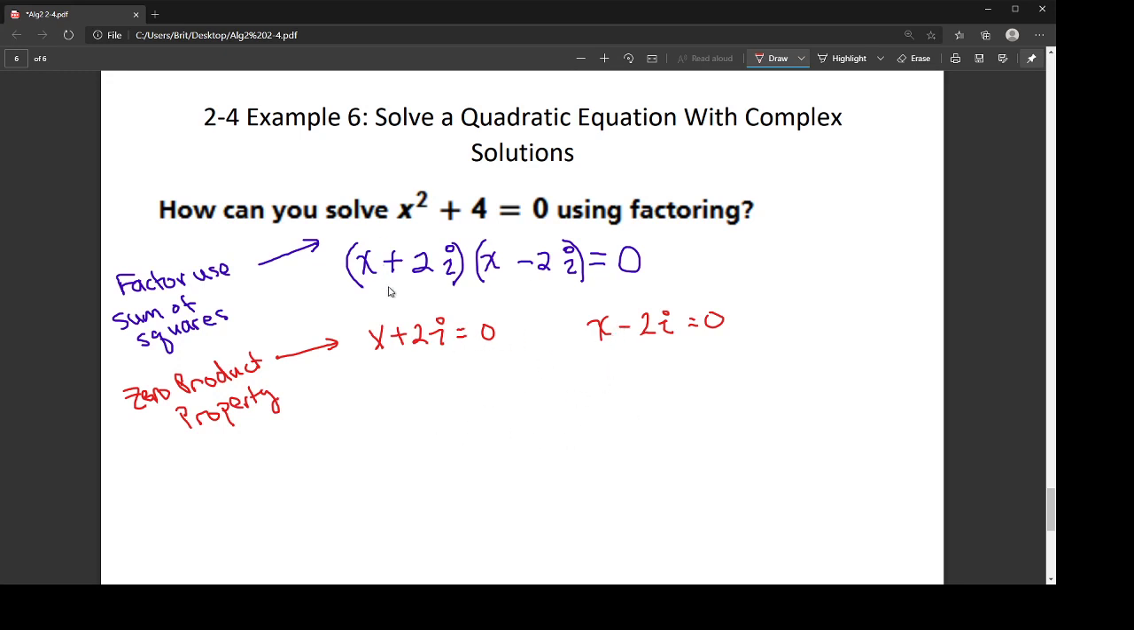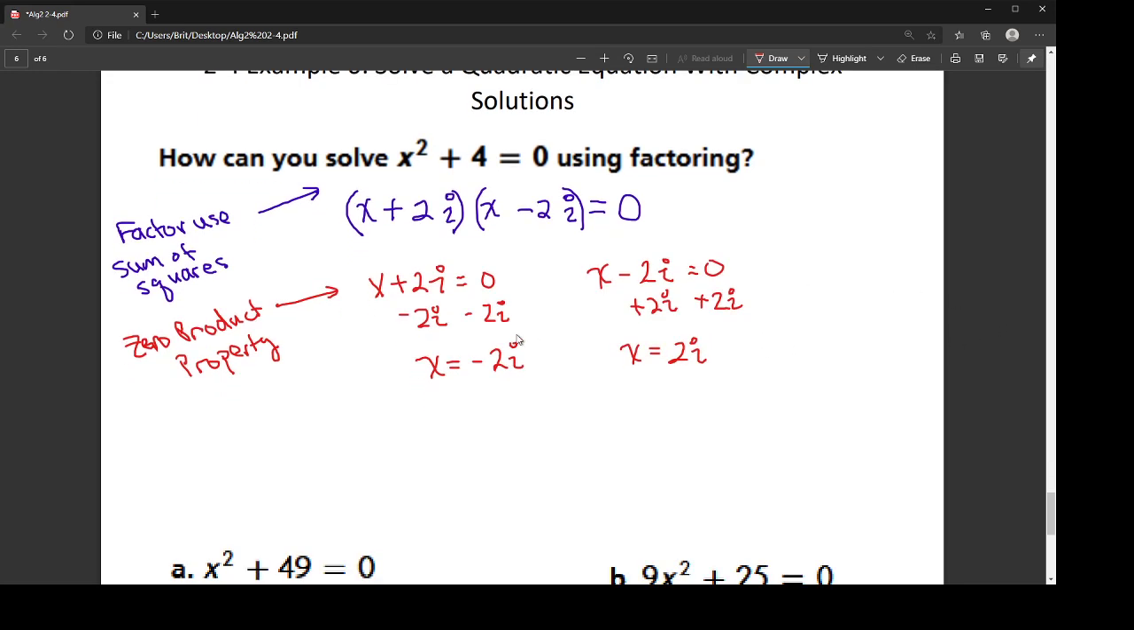solve and find x. So here I'm going to subtract the 2i to the other side of the equation. So I have that x equals negative 2i. And here I would add the 2i to the other side of the equation to get x alone. So I get x equals positive 2i. So these are my two potential solutions. Notice that because they have i's in them, they are imaginary.